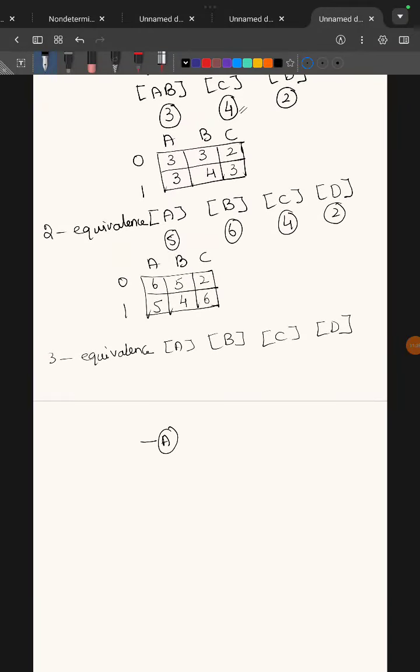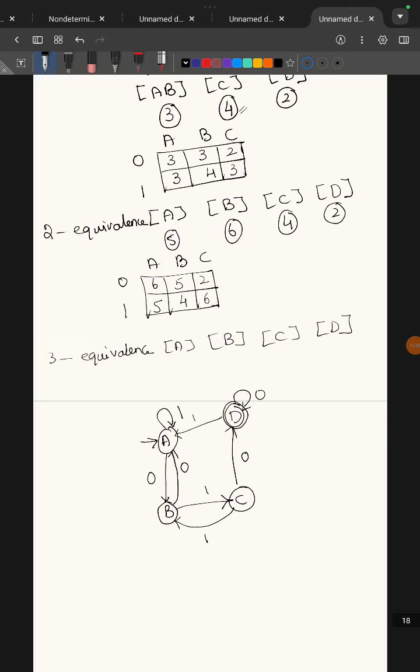So we have initial state as A. Then A on 0 it will go to B. Okay, A on 1 it stays at A itself. So B on 0 it is going back to A. On 1 it will go to C. C on 0 it goes to final state D. Okay, C on 1 will go to B. D on 0 stays at D itself. D on 1 goes back to A. So this is your final minimized DFA.